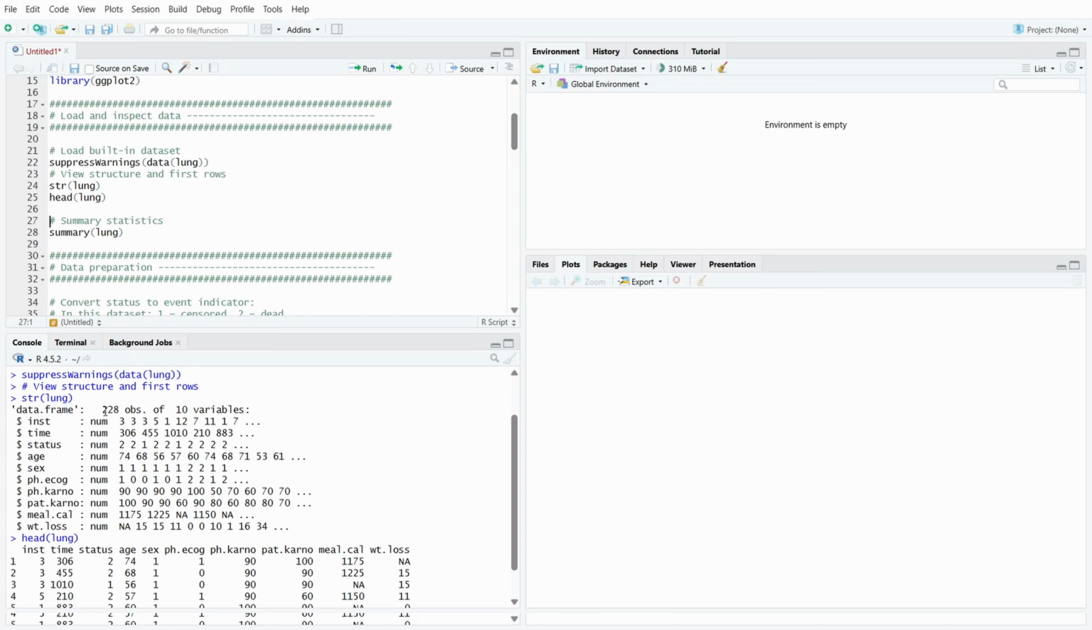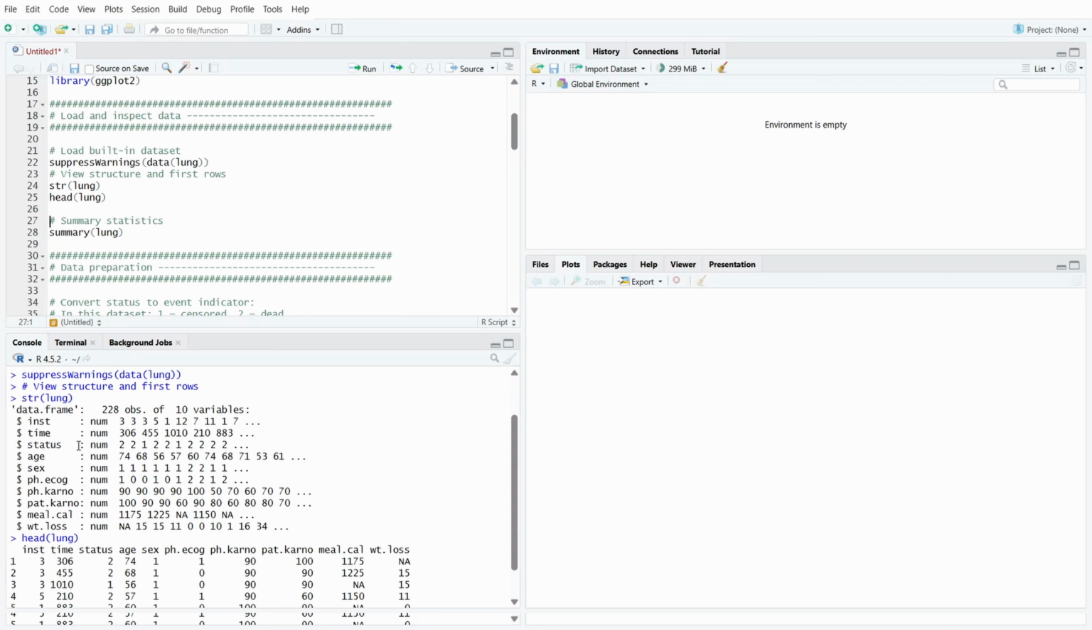Now that we've loaded the dataset, let's take a closer look at what information we actually have. We can see that the dataset contains 228 observations, which means 228 patients, and 10 variables. Each row represents an individual patient, which is typical in clinical and public health datasets. Looking at the variables, time is one of the most important for our analysis. It represents the survival time in days. This is our key outcome variable.